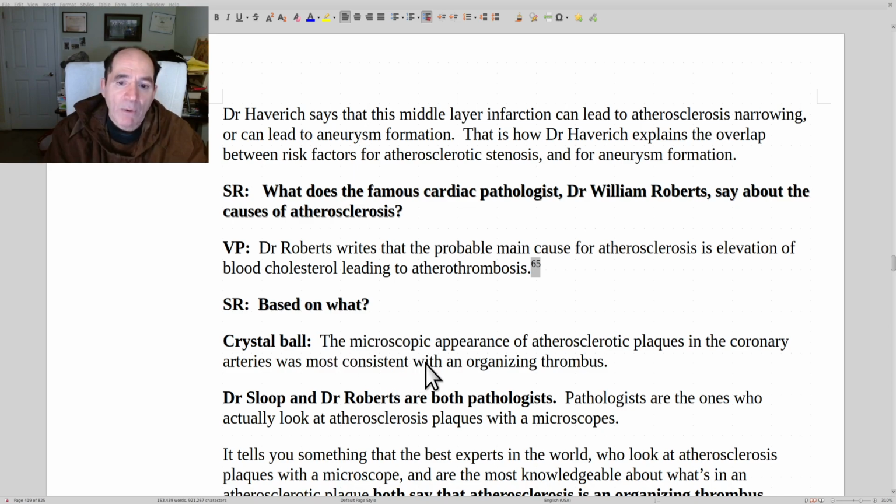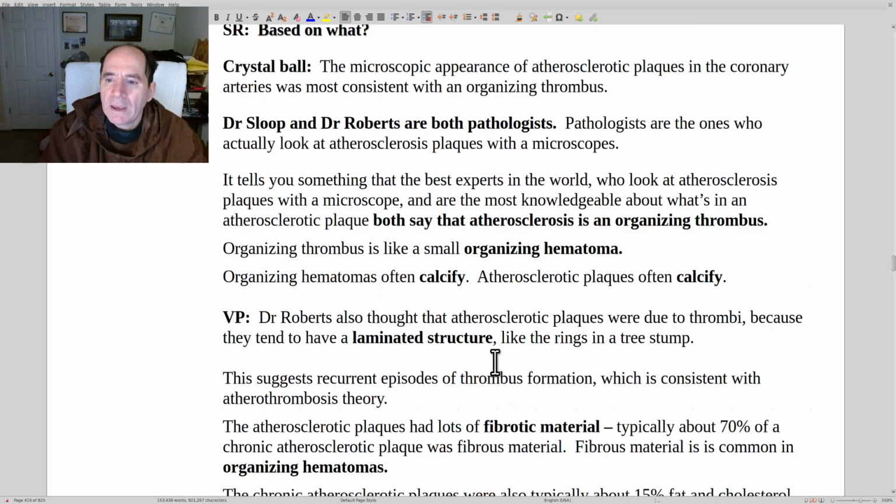And basically, how else does he say this? Because he looks under a microscope at it all the time. He's the guy who does the autopsies on the patients who die of heart attacks. And Sloop is also a pathologist, but Sloop does other things besides just the cardiac pathology. Pathologists are the ones who actually look at the atherosclerosis plaque under a microscope. And they're the best experts also because they don't care. A surgeon has to say surgery is good. A cardiologist has to say stents are good. Also, they have to say drugs are good. In conventional medicine, you get in trouble usually if you contradict your own field too much. You piss people off.